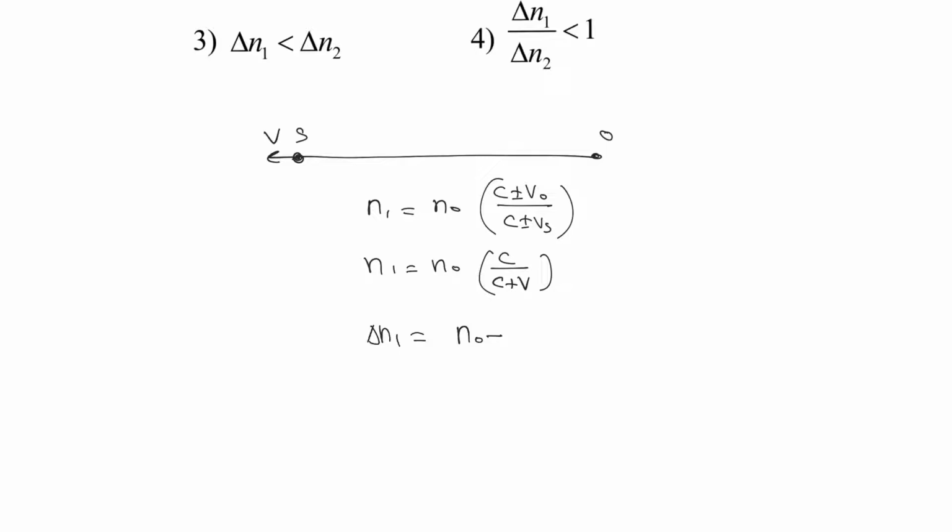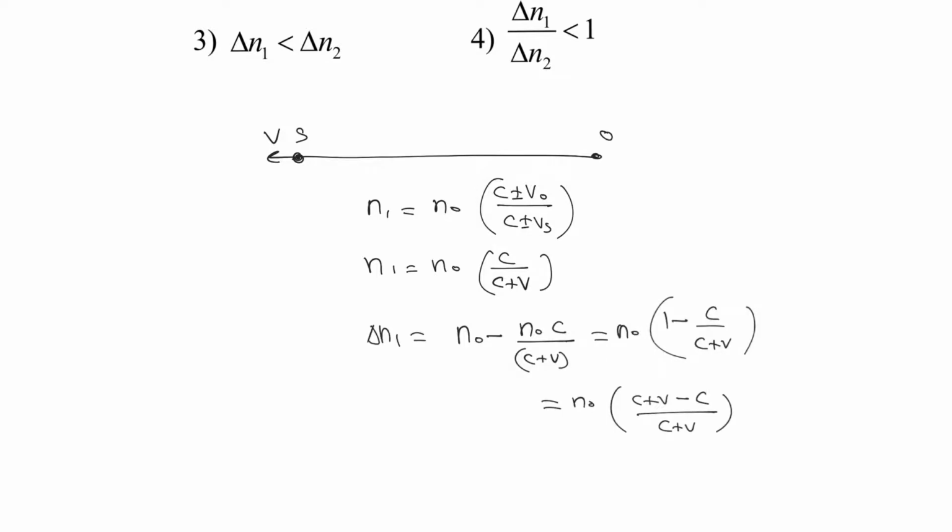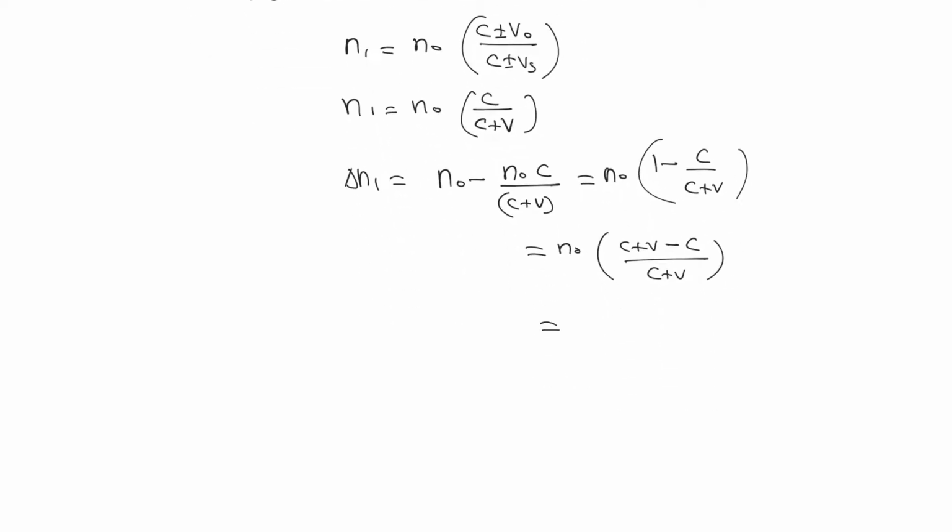where the initial frequency was n0 and the final frequency is n0 into c divided by c plus v. Taking n0 common, we can write it as 1 minus c divided by c plus v, which can be further written as n0 into, taking the LCM, c plus v minus c divided by c plus v. So the value of delta n1 is equal to n0 into v divided by c plus v. This is the equation for delta n1, the change in frequency in the first situation.